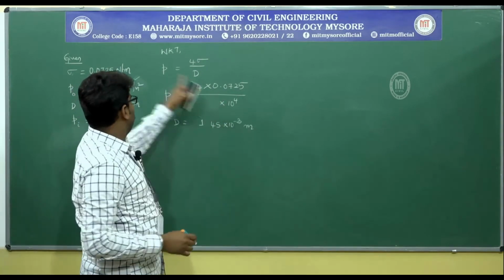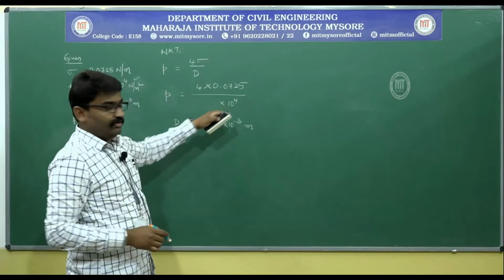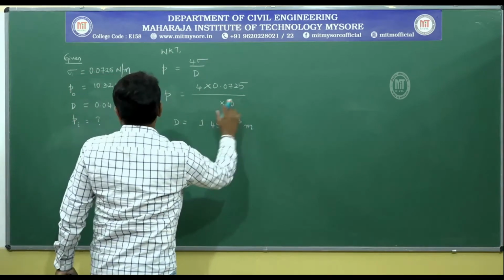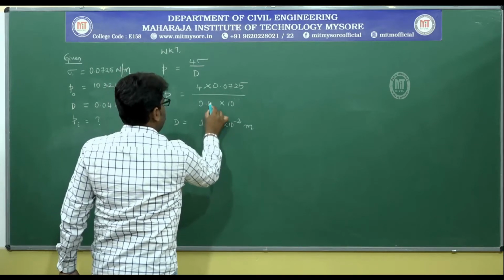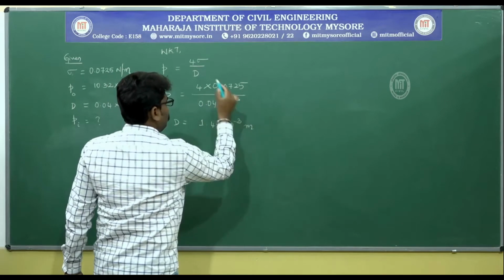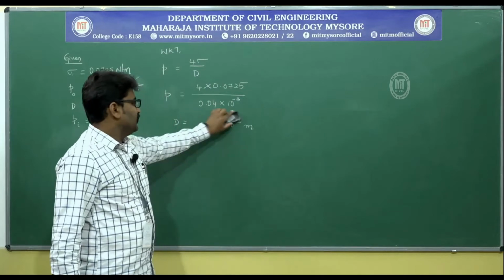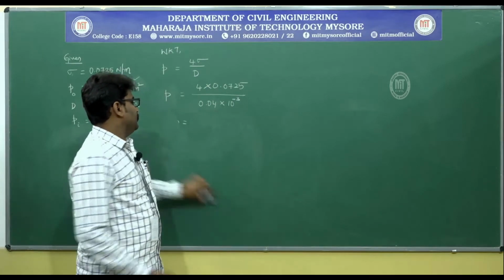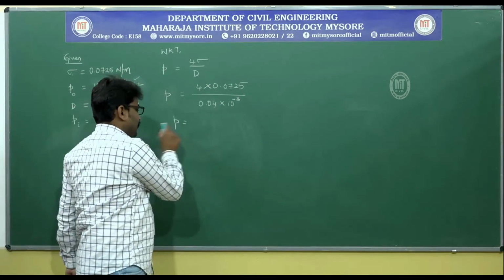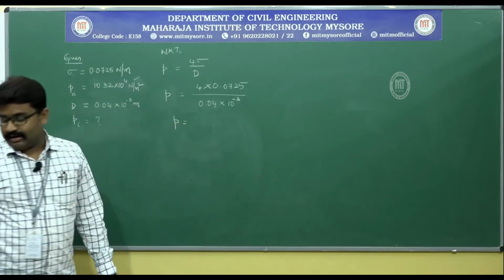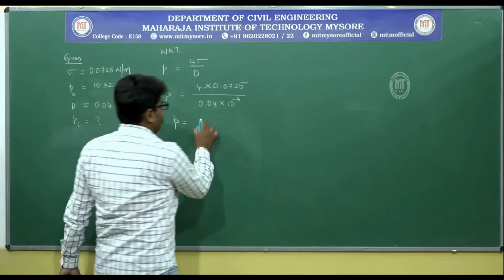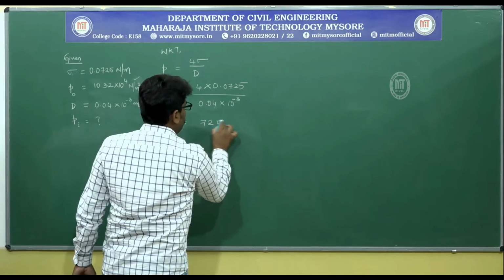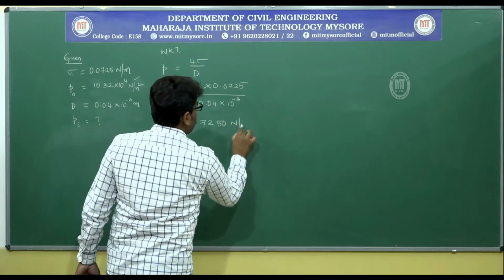So, 4 into sigma is 0.0725 and you have diameter as 0.04 into 10 power minus 3. You will easily get what is the pressure. Get me the answer using your calculator. I will get you the answer here. It is 7250 Newton per meter square.